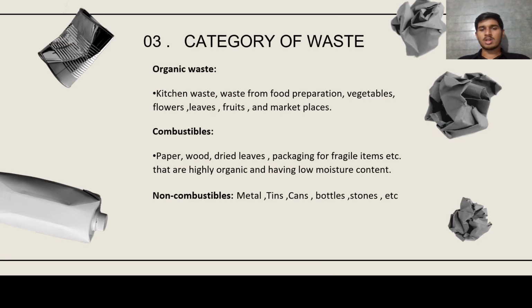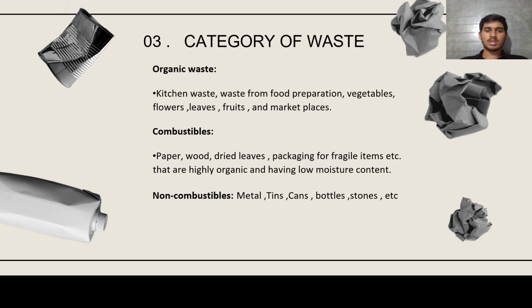So next we'll learn about categories of waste. So waste can be categorized into different categories, which is organic waste. So which includes kitchen waste, waste from food preparation, vegetables, flowers, leaves, fruits, and marketplaces. So these are organic waste which can be decomposed to form other useful things.